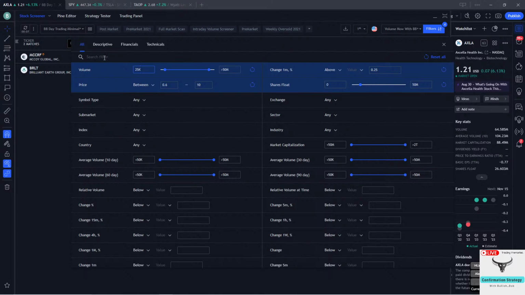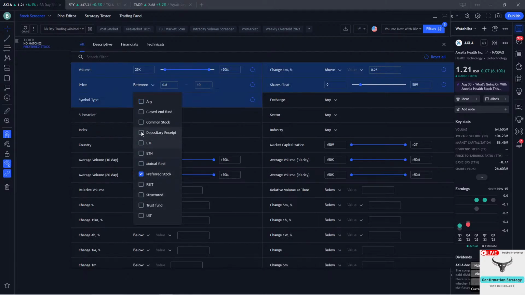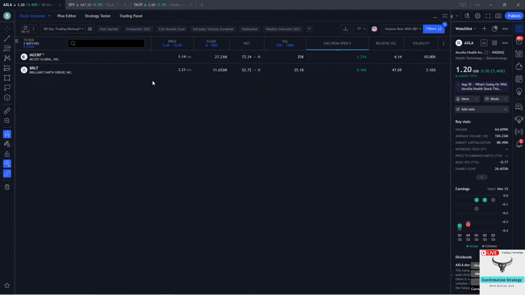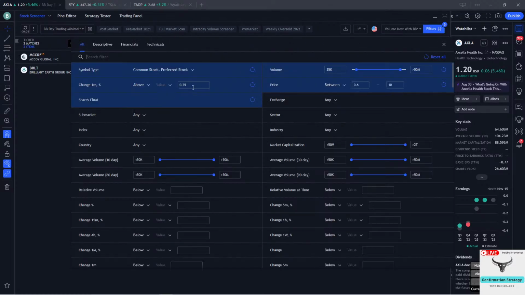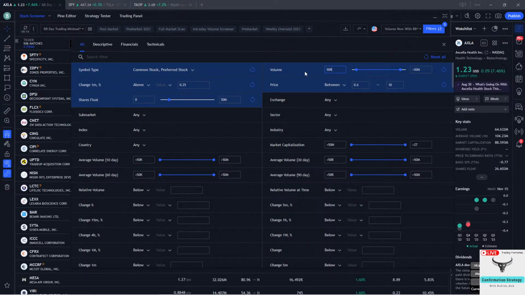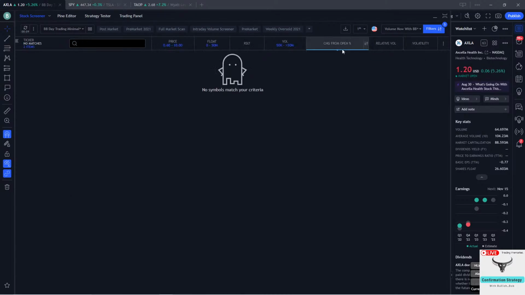Let's see if we can, let's see, symbol type. We'll do preferred stock, common stock, and we'll just do common. All right, well, trying to eliminate some of these alerts on here. I would just up the volume, but this one has 25,000 shares on it. You guys can see, 25,000 right here. I'll up that to 50,000. So really we don't want to be notified unless we get something with 50,000 shares.